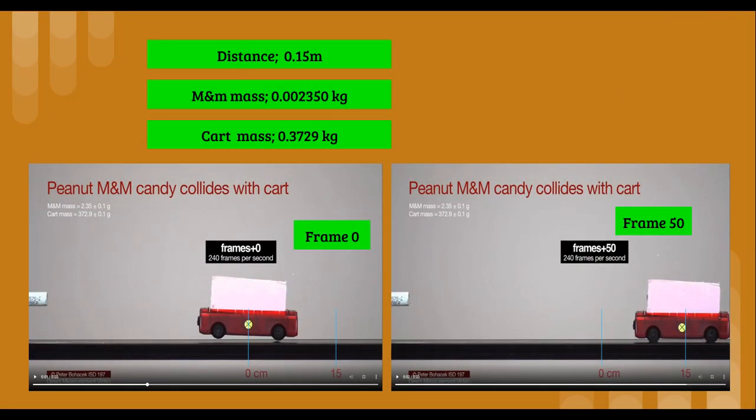In order to solve this, I first began by looking at the video and collecting the information that was provided. I was able to find out that the mass of the cart was 0.3729 kilograms. The mass of the M&M was 0.002350 kg. The distance that the cart traveled was 0.15 meters, and the difference in the time frame.